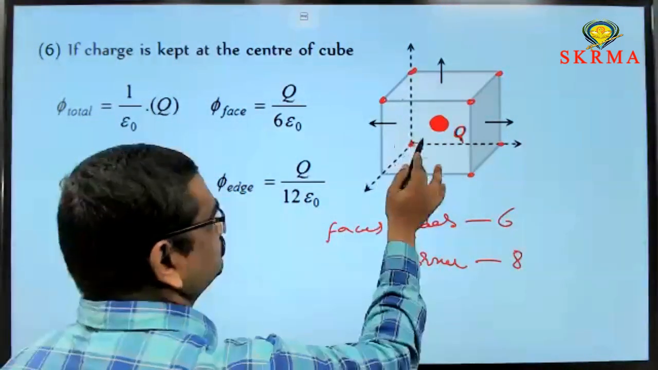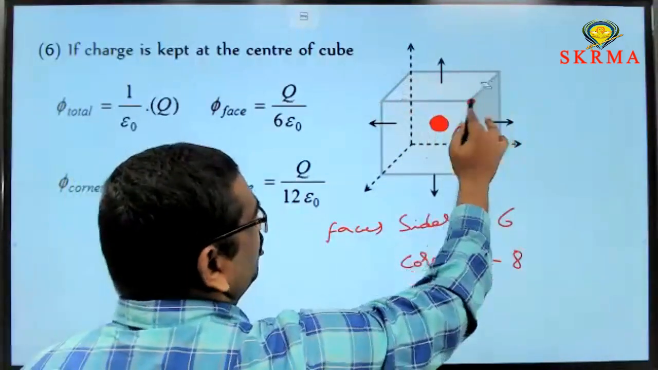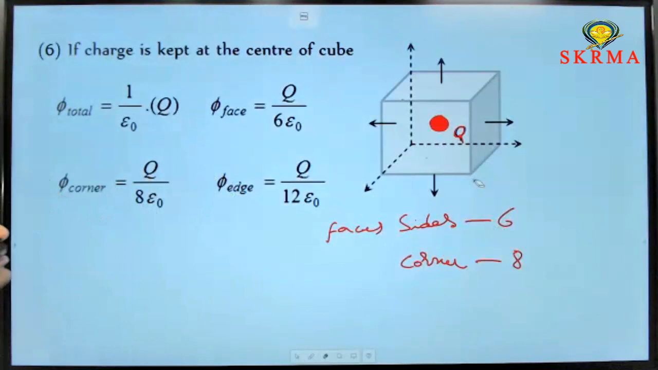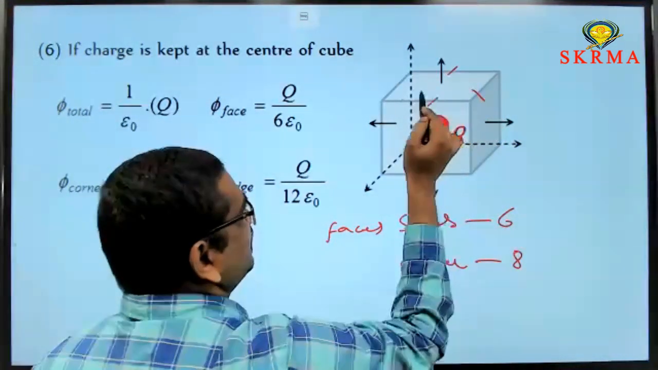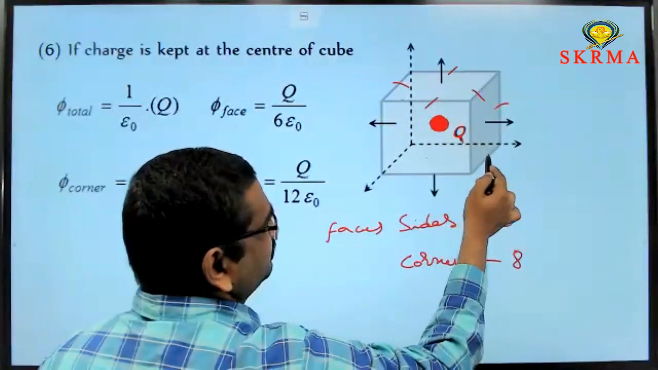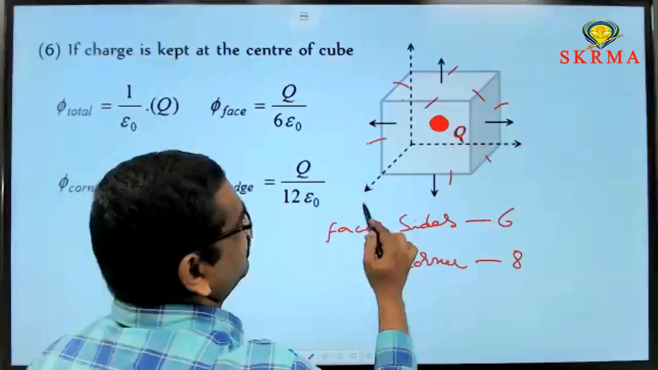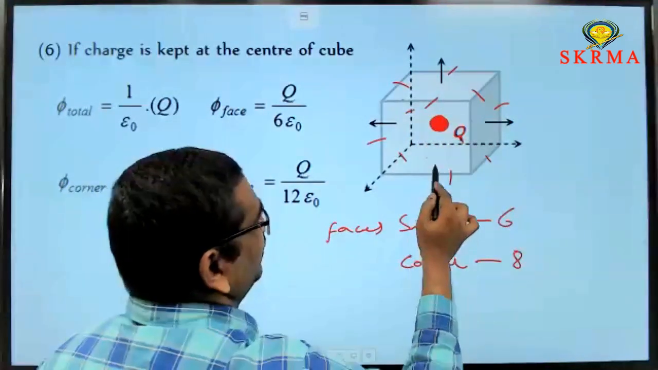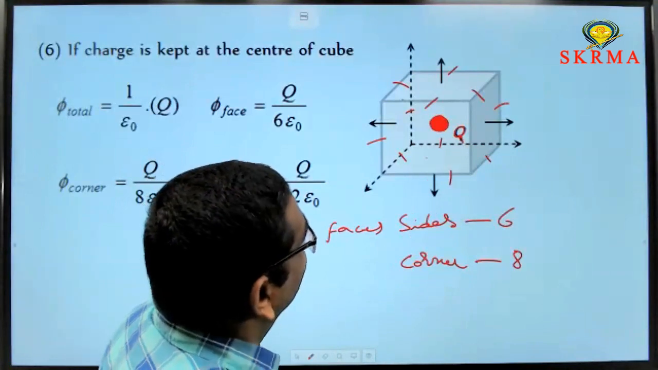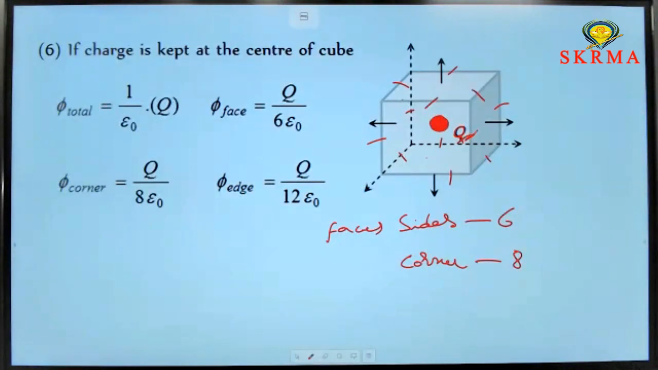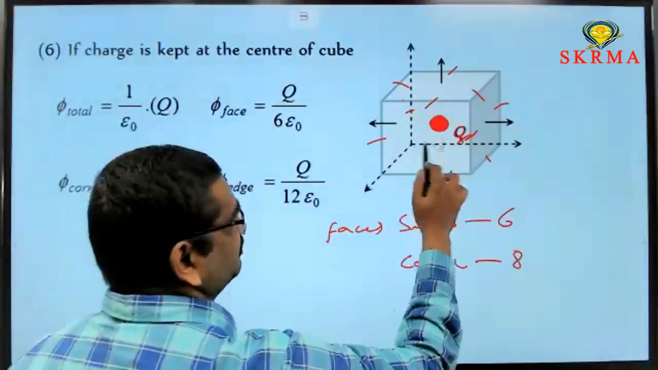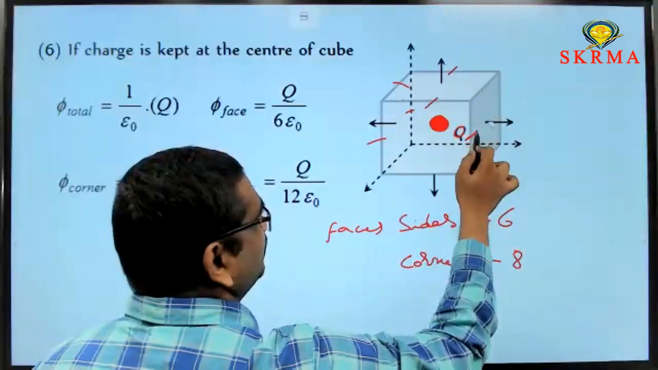Next one. Number of edges. How many edges are there? Check the diagram. This is one edge, second edge, third, fourth, fifth, sixth, seventh, eighth, 9, 10, 11, and this one, 12. From the diagram, check it once. Total 12 edges are there.